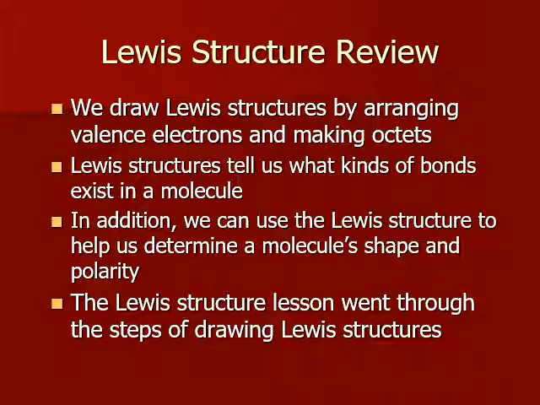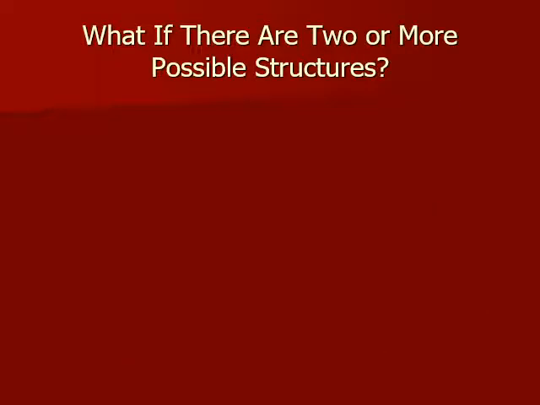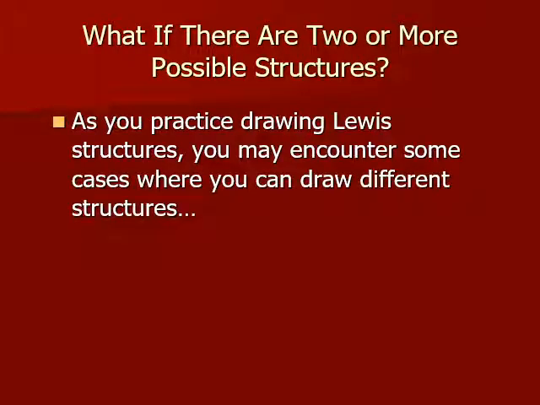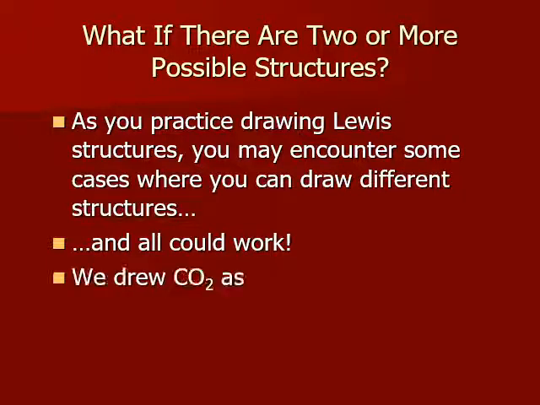So the Lewis structure lesson we did before went through all the steps of how to draw Lewis structures. So if you forget that, you might want to look at that video. As you work Lewis structure problems, you might encounter some cases where you can draw very different structures that meet the requirements. It uses all the valence electrons, all the atoms that need octets have them, but the structures are still different. How can you determine which structure is most correct?